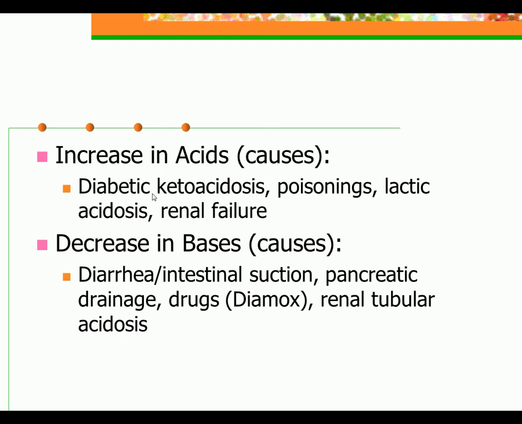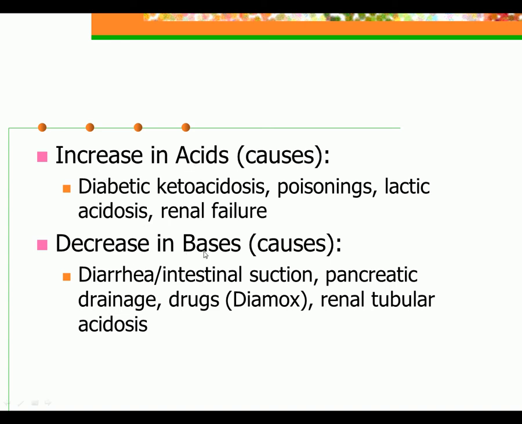Renal failure, also known as uremia. That's the end byproducts of protein metabolism. If they're not being excreted, they're being built up. You're not excreting the hydrogen ions, the acids, the end products of protein metabolism. Therefore, you're building it up. So all of these conditions could potentially cause an increase in acids.